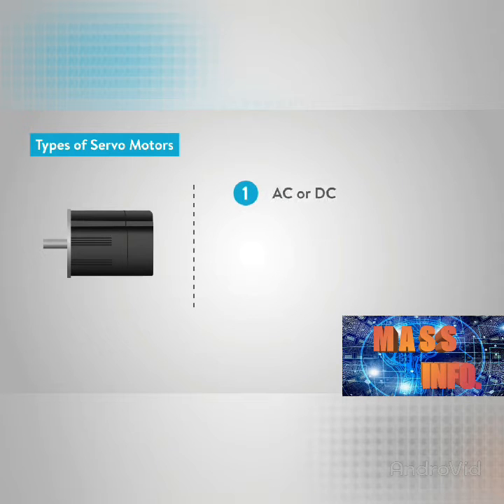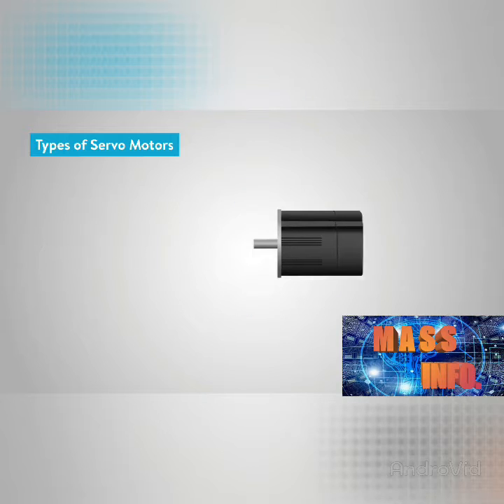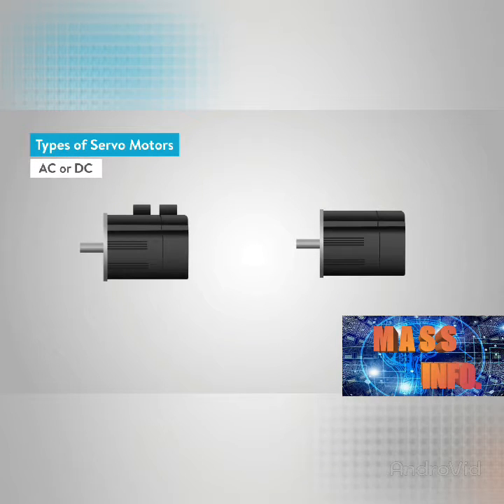First, based on their current type, AC or DC, and secondly, on the type of commutation used, whether the motor uses brushes. The third consideration is the motor's rotating field, the rotor, whether the rotation is synchronous or asynchronous. Let's discuss the first servo consideration.